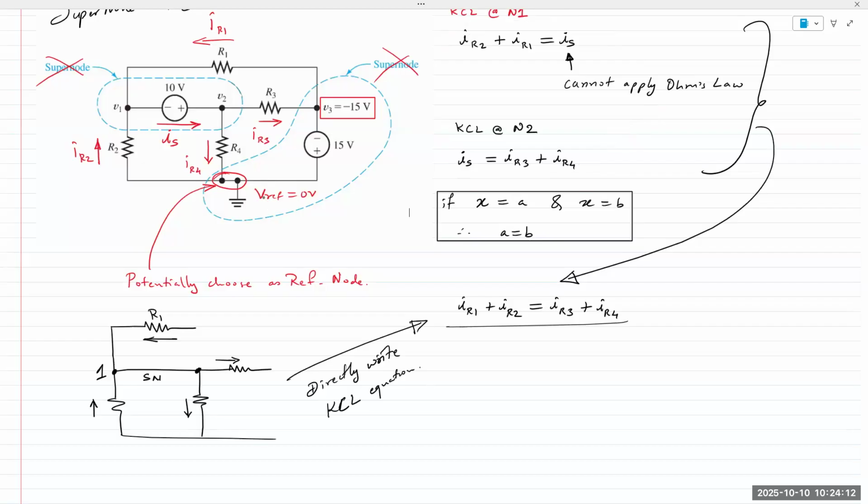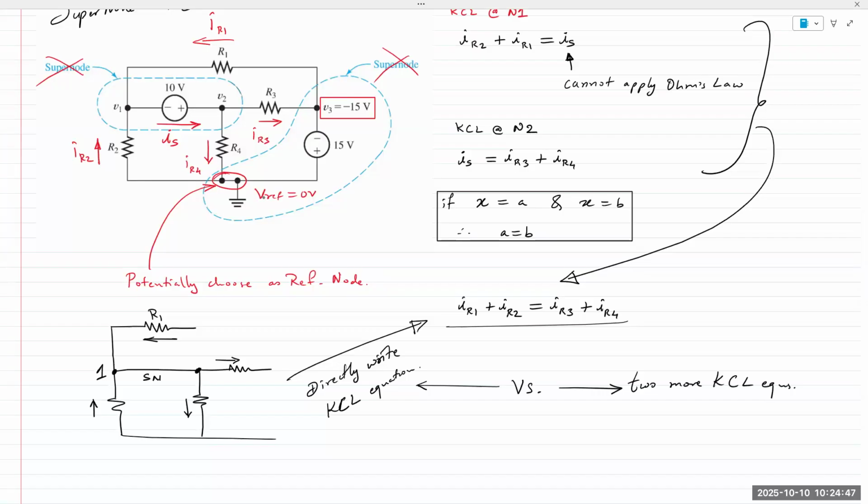So it's a choice between writing this versus writing 2 more KCL equations. And that's all it is. And my preference is to not mess with the supernode. I just write the 2 extra equations. It still works out to be the same.